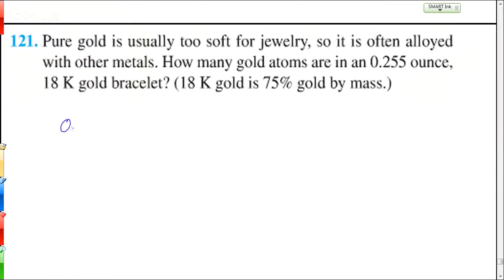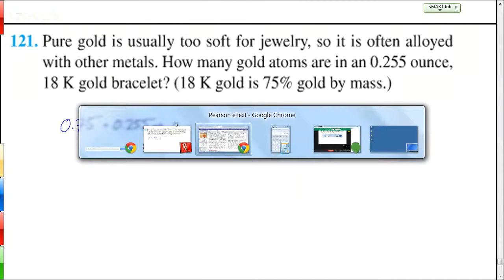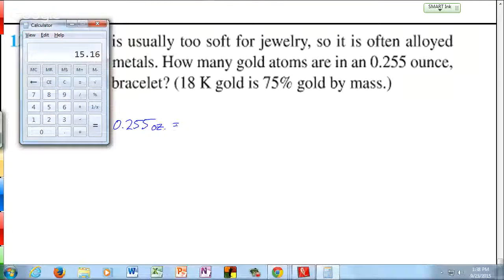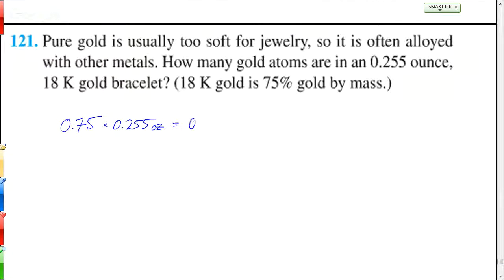So 0.75 times 0.255 ounces is 0.191 ounces. So that's how much is actually not silver, but gold. And then we can do the conversion from there.